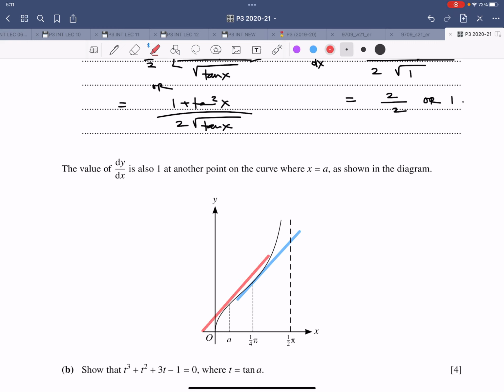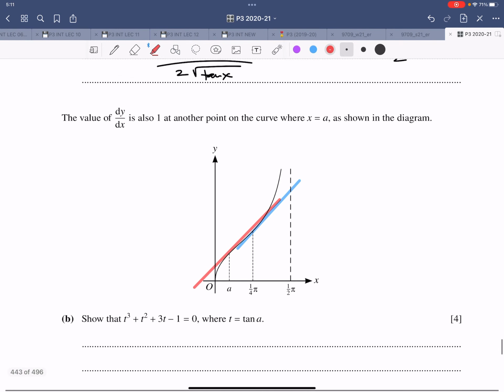Now it does not look that much parallel because it's just a rough diagram, but let me get the hang of it. So something like this. These two lines are parallel. That means dy by dx is also 1 at this point. So show that you have a cubic equation like this.